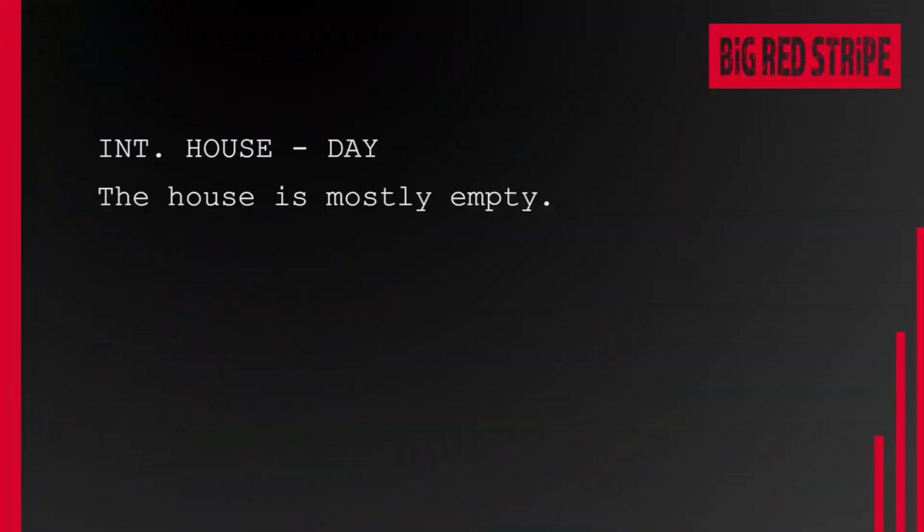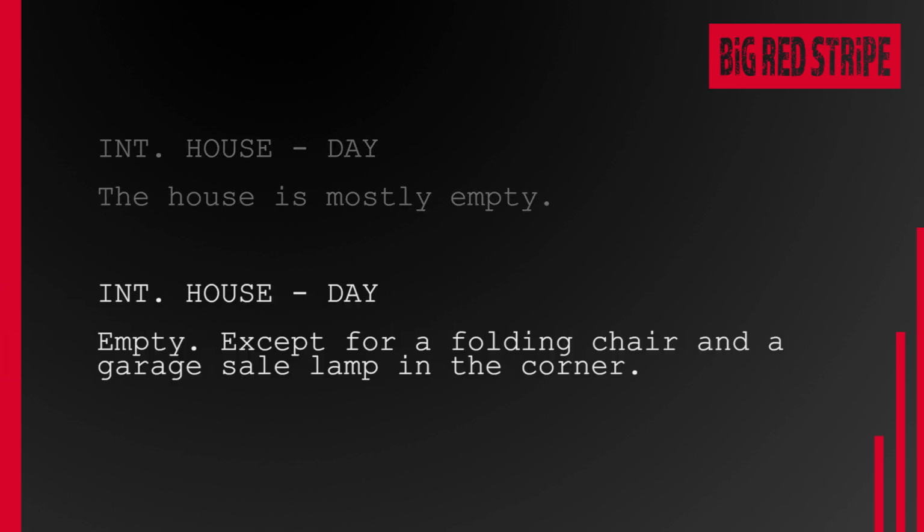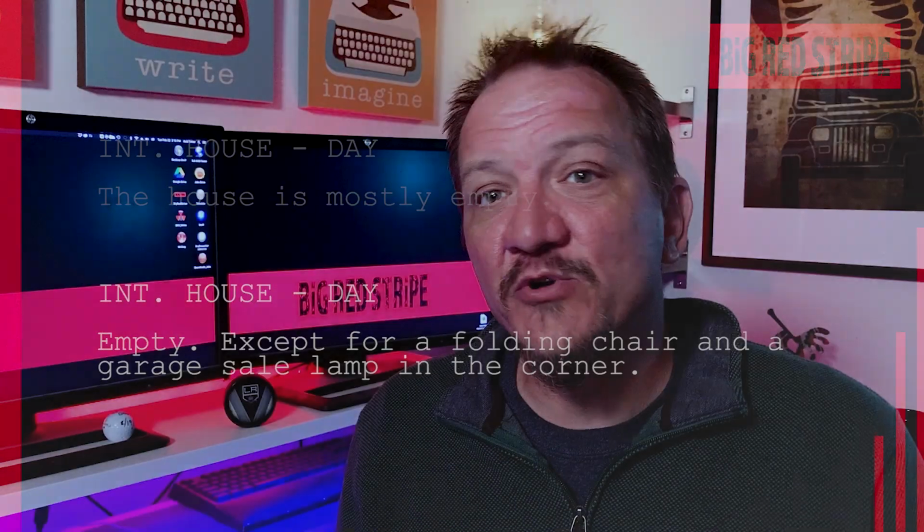A couple of quick tips to be aware of. Number one, don't say the same thing in the slug line as you say in the description. You don't want to be redundant in anything in your screenplay. So you wouldn't do interior house day. The house is mostly empty. You just write interior house day, empty, except for a folding chair and a garage sale lamp in the corner. Or don't include Manhattan in the slug line and then in the description say Manhattan.